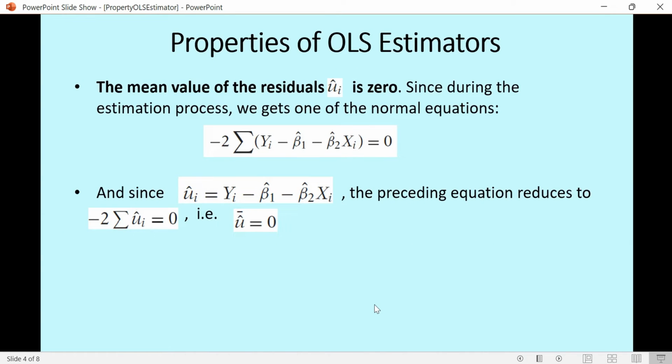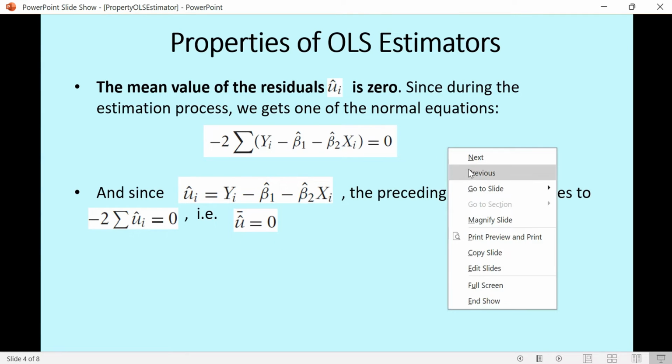And the next property is that the mean value of the residuals, which we write as ui hat, is 0. During the estimation process, this is one of the normal equations: the sum of yi minus beta 1 hat minus beta 2 hat times xi equals 0. And actually this part equals the residual ui hat.